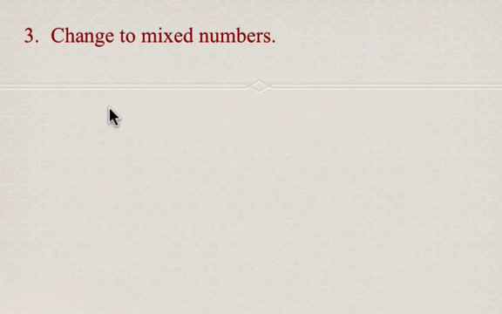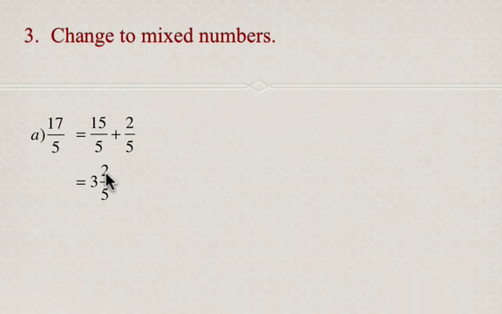Next question, we have to change to mixed numbers, and here we have to figure out how many times 5 goes into 17 to result in a whole number. And so 15 divided by 5 comes out to be a whole number, so we're breaking this up into 15/5 plus 2/5. And the reason we take out the 15 is because 15 divided by 5 is 3, and then we just have our 2/5 from up here. So 5 goes into 17 3 times with 2 left over, and we keep the denominator.